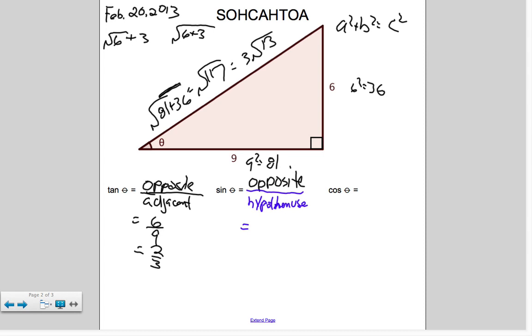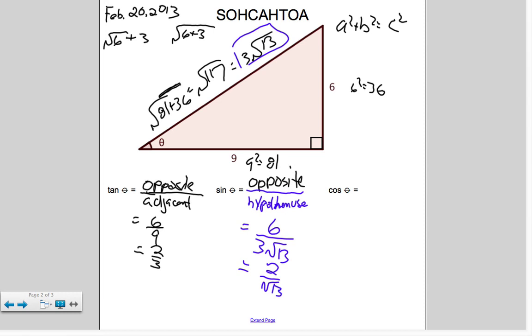Right? The opposite side of theta is still 6. What's the hypotenuse? 3 root 13, right? So that could be simplified to be just 2 over root 13.